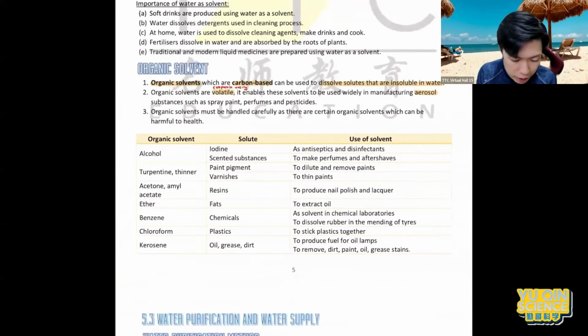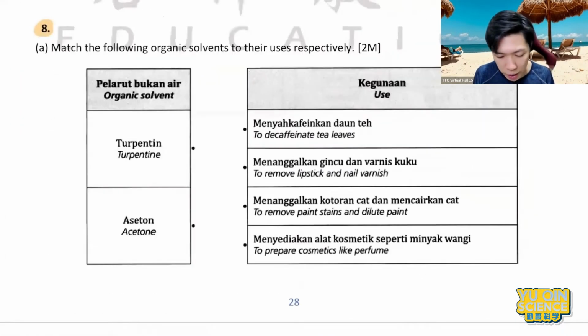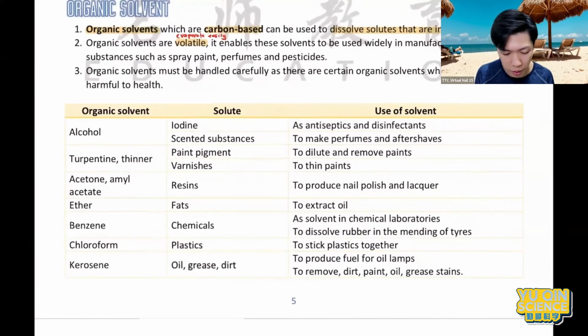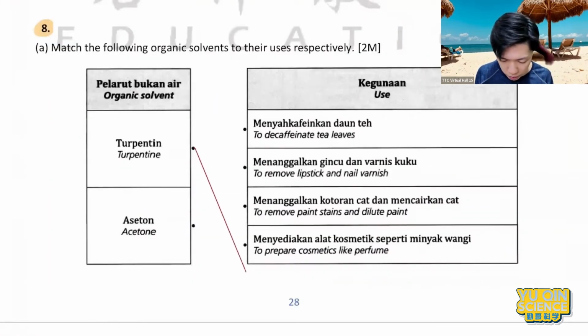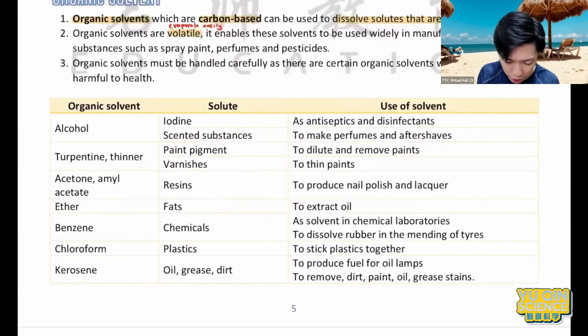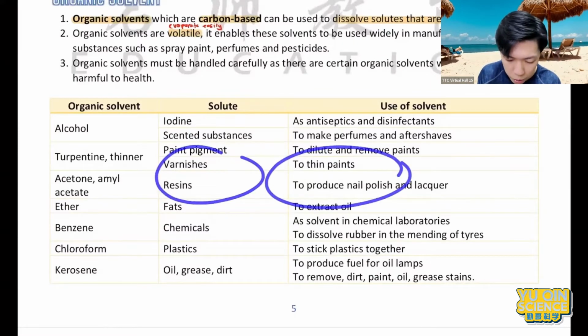Okay, so let's see what we have. Number one, draw lines. Turpentine for what? Okay, need to memorize a bit. Turpentine is actually for paints. Let's see. Boom. There you go. Paint. Okay. Acetone for what? Acetone for nail polish. Yep. Nail polish stuff. So, boom.